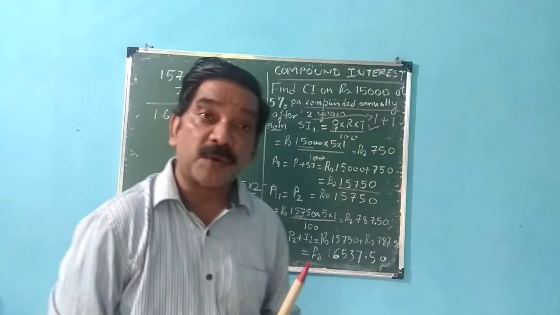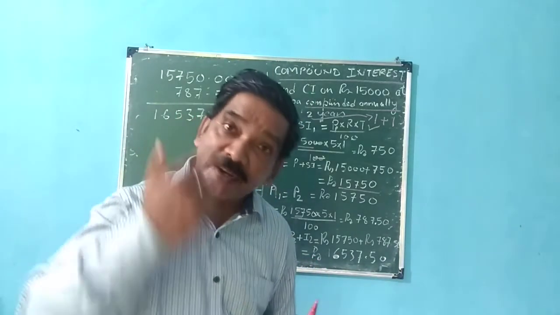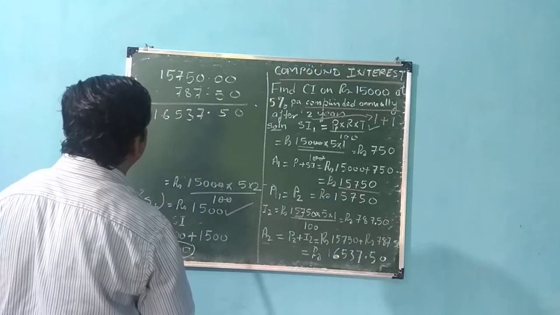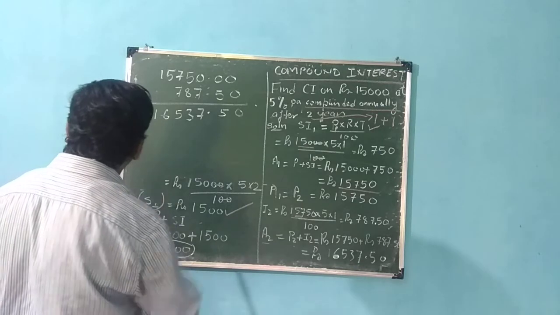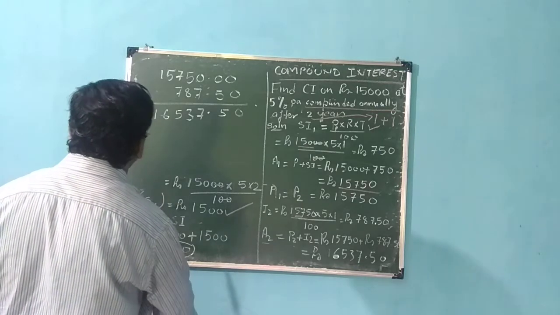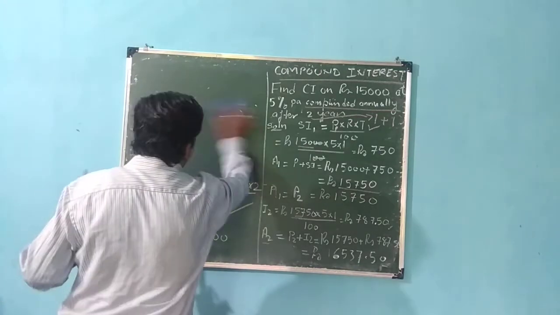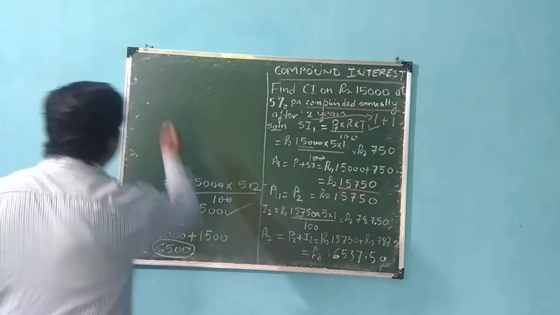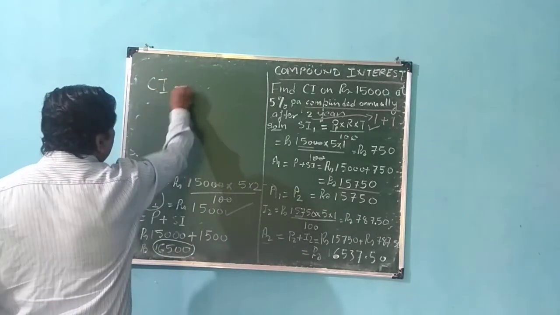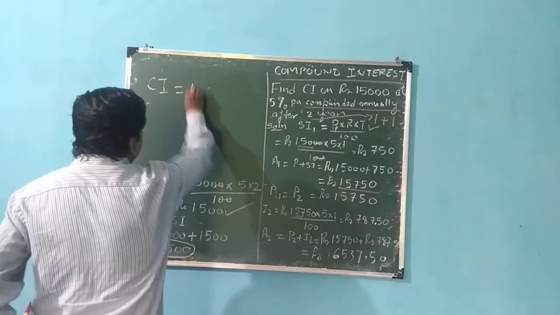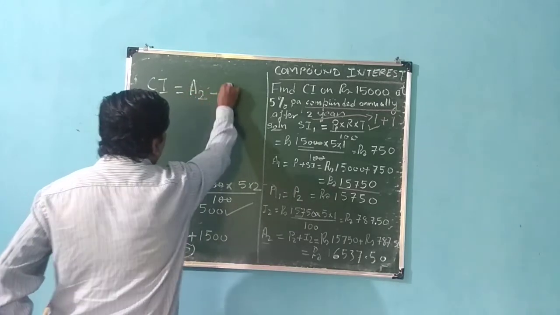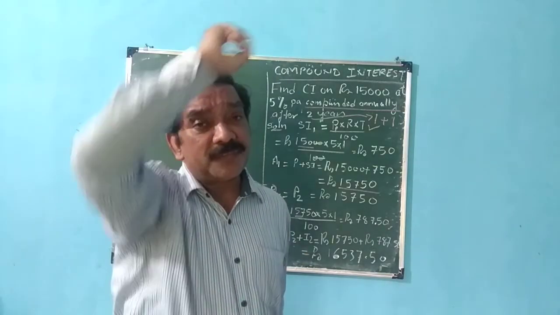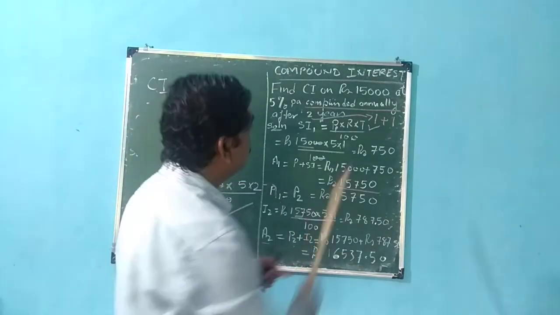Now, but we are finding out the compound interest. We are not finding out the amount. We are finding the compound interest. Now, how to get this compound interest? Okay. Now, what we will do? We will find out compound interest this way: A2 minus P1. P1 means the very starting money, the very first money, this money.